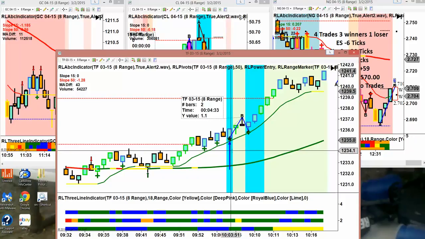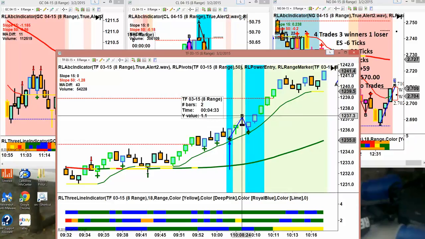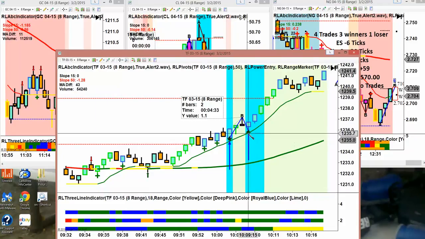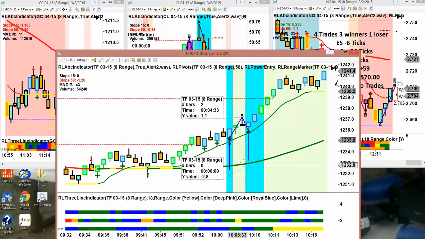Even though it was 3 minutes after news, perfect retracement, move up for 11 ticks. This would have been a little bit more aggressive on the re-entry. MA diff here is 28. So that's an overbought market. Here's your trade.